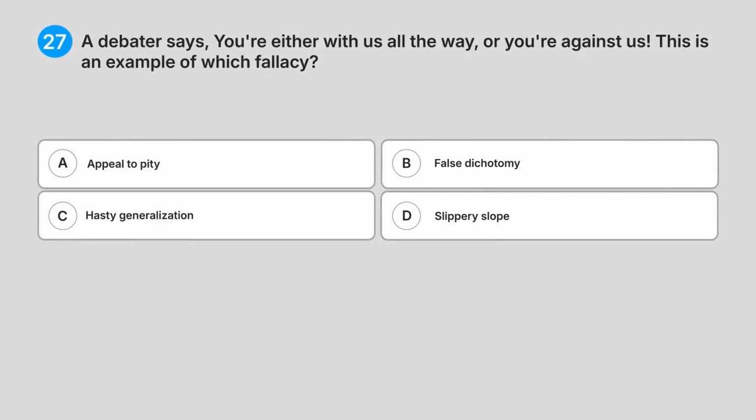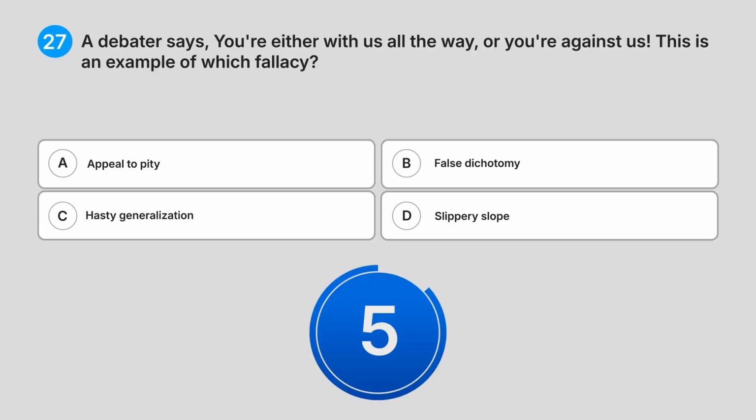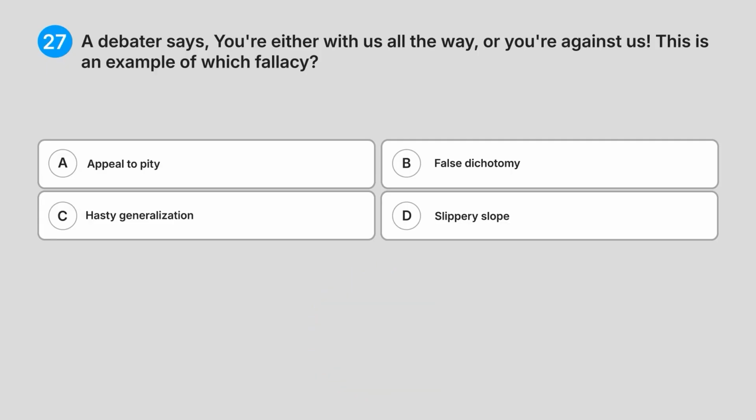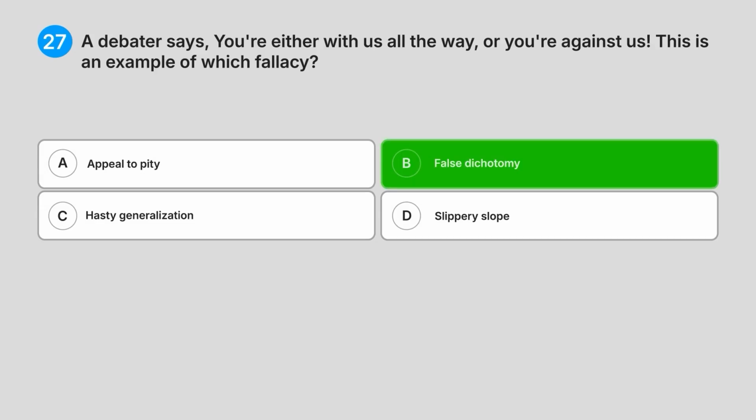27. A debater says, "You're either with us all the way or you're against us." This is an example of which fallacy? A. Appeal to pity. B. False dichotomy. C. Hasty generalization. D. Slippery slope. What do you think is the answer? Correct answer, B. False dichotomy.